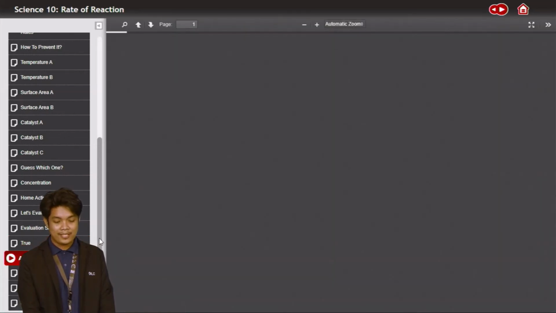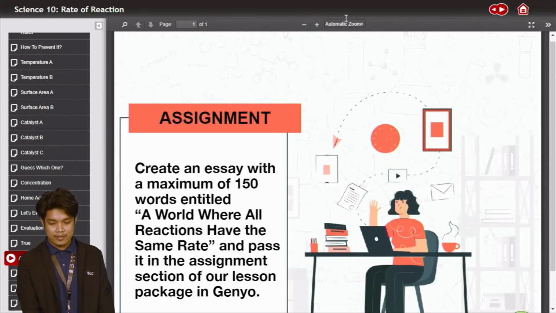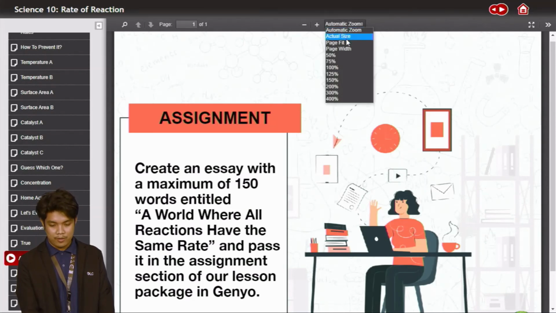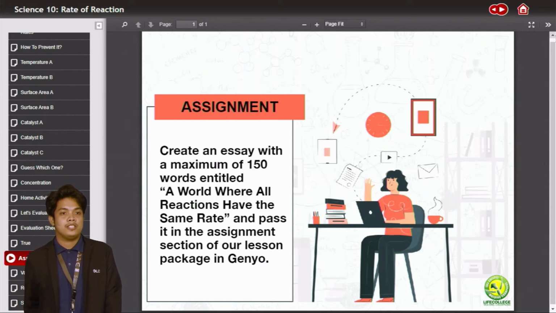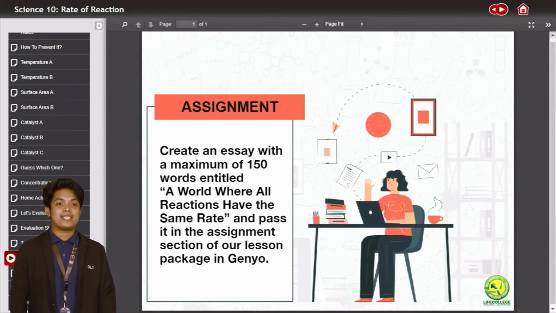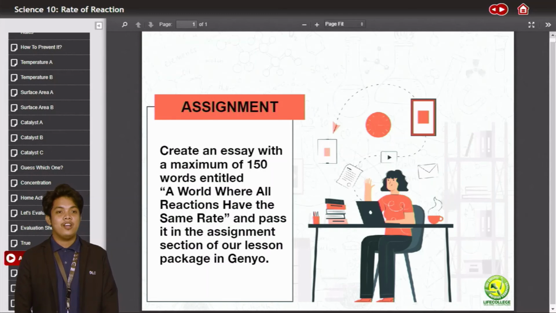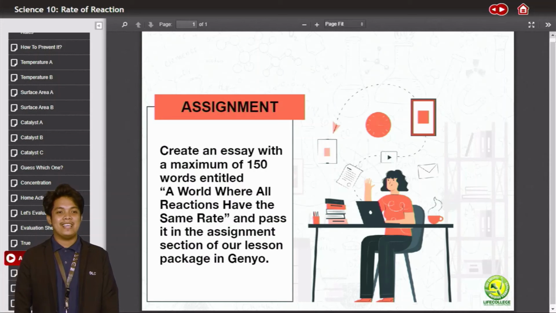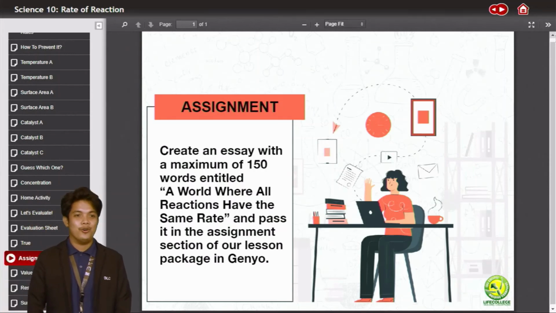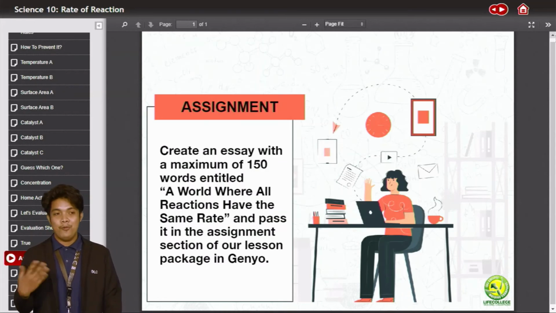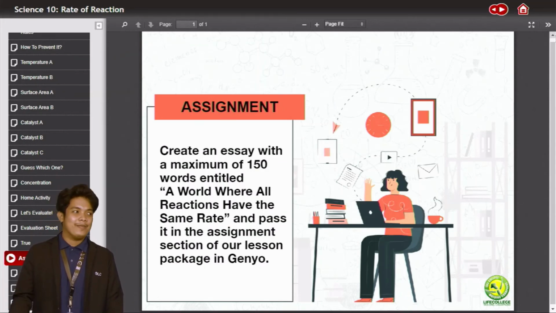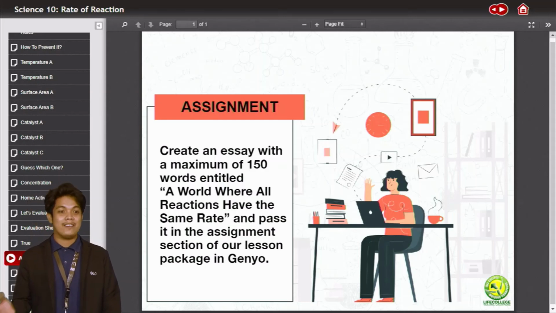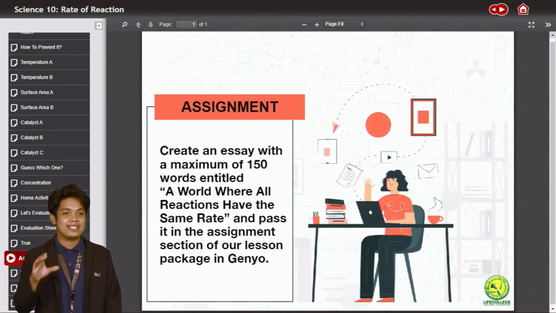For your assignment, let's submit it to our learning management system, Genyo. Create an essay with a maximum of 150 words entitled "A World Where All Reactions Have the Same Rate" and pass it in the assignment section of our lesson package in Genyo. You will describe a world where all reactions like combustion, explosion, and rusting have the same rate. Picture it out and put it in essay form.